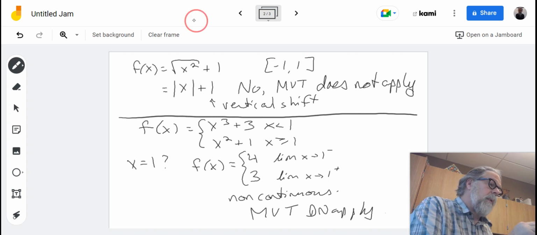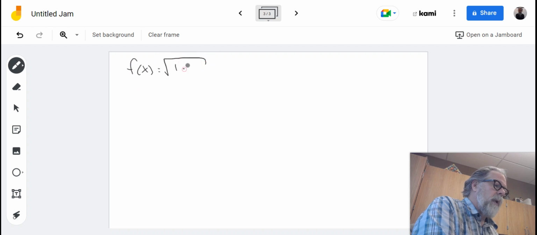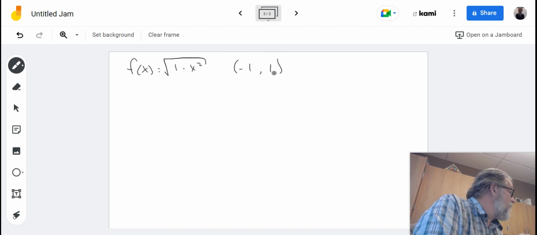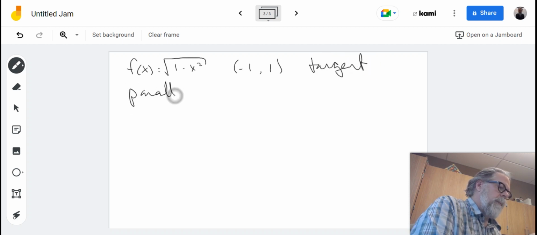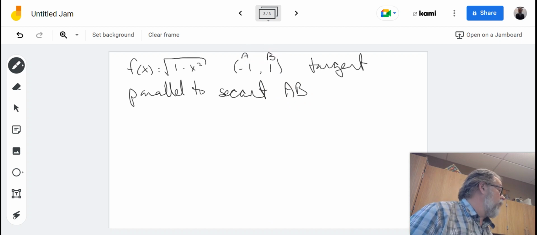So let's go to the last example. f of x equals the square root of 1 minus x squared. We are in the interval from -1 to 1. And we want a tangent that is parallel to the secant AB, where A is the point at -1 and B is the point at +1.